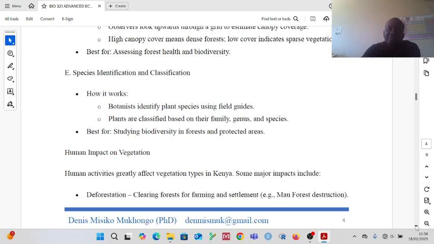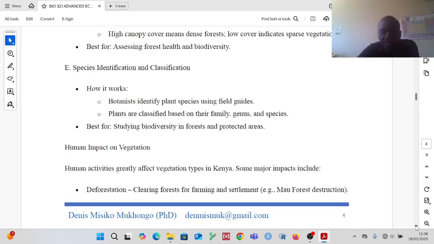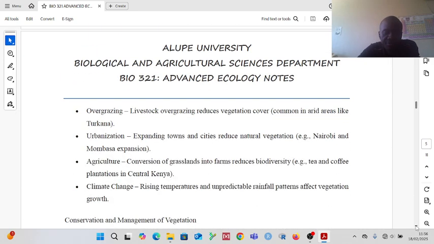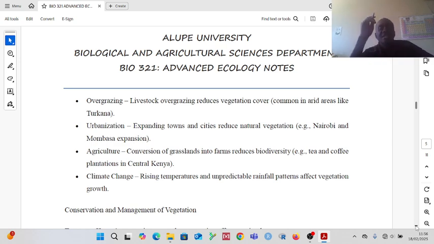Deforestation is when you are clearing forests, either so that you can have somewhere to farm or somewhere to build your house. For example, what has happened in the Mau. Okay. In areas where you have vegetation, but you have people keeping livestock, there is a risk of overgrazing, because when livestock graze in an area for too much, there is a risk that they will reduce the vegetation cover.